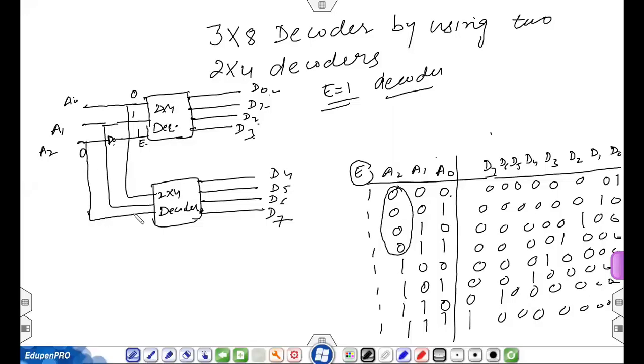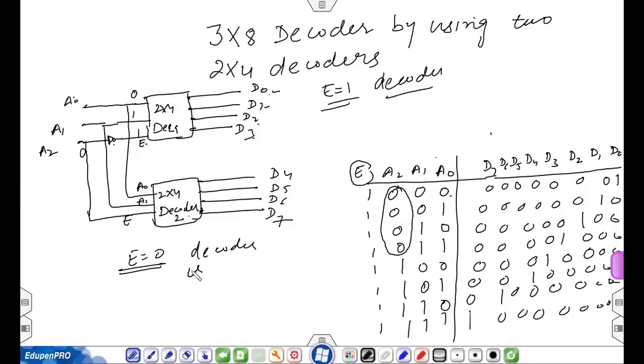अब इस केस में क्या आपके पास ये as it is A0 है, ये A1 है, और ये आपका enable. Now in this case, if your A2 is 0 and this is your decoder 1, this is your decoder 2. Now your decoder 1 will be active. So I need to disable the decoder 2. So this decoder will be disabled because 0 is going directly to the decoder 2. If your enable is 0, your decoder will be disabled.